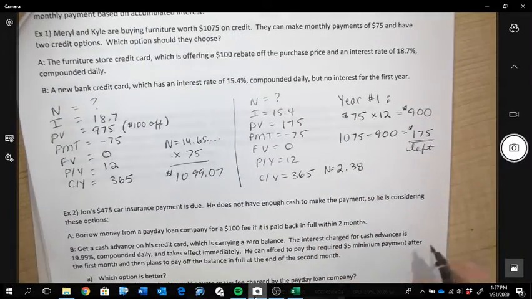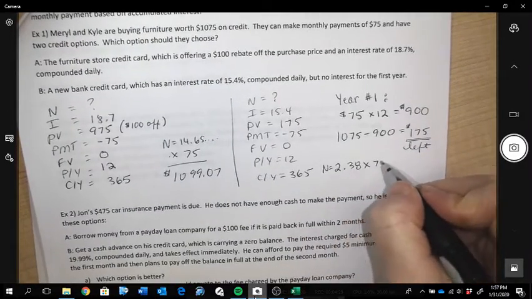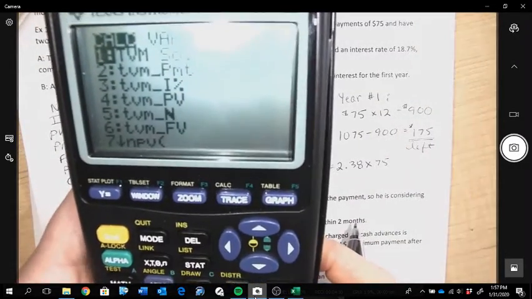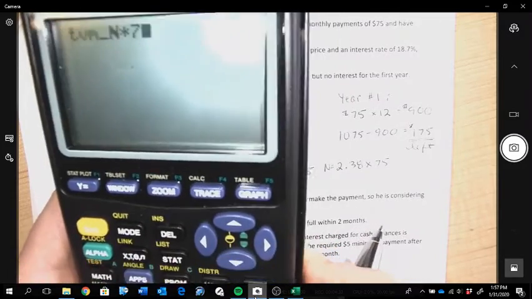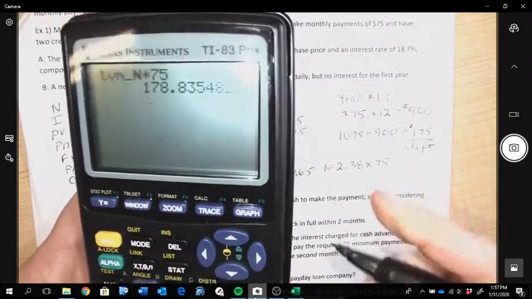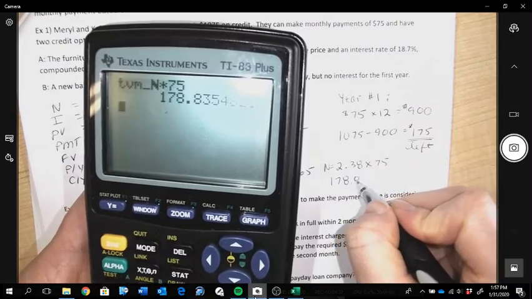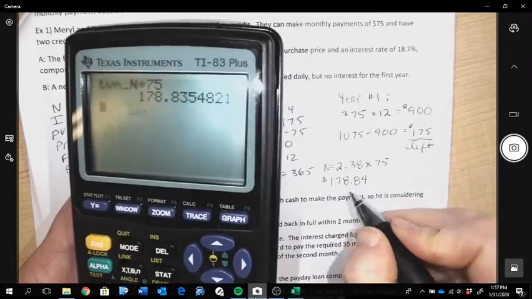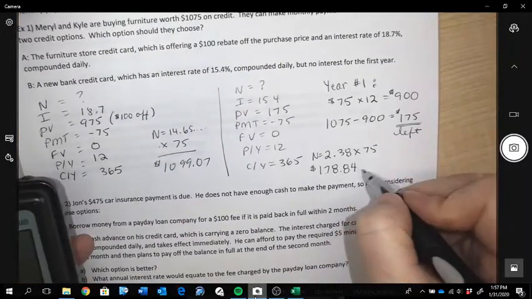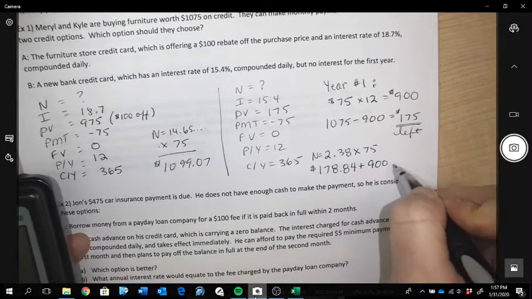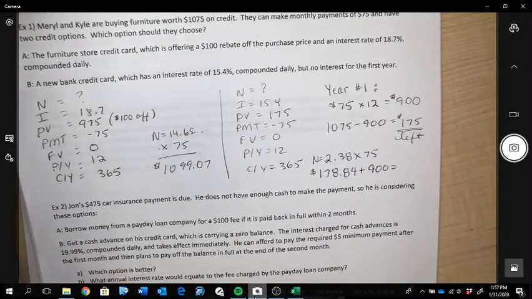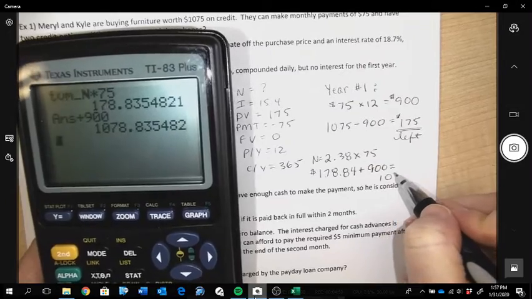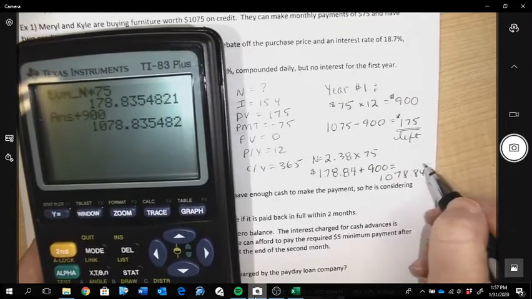Okay, so if you did another 2.38 months of paying $75, so apps, finance, that number of months times $75 each month, you pay another $178.84. So that's how much you pay on your loan, but don't forget you paid that $900 flat for the first year, right? So altogether now you're paying $1,078.84.